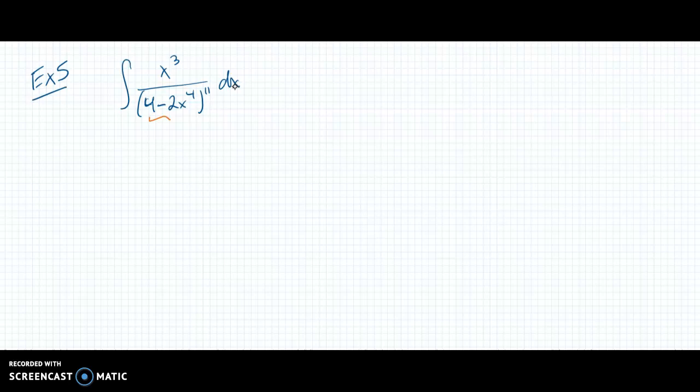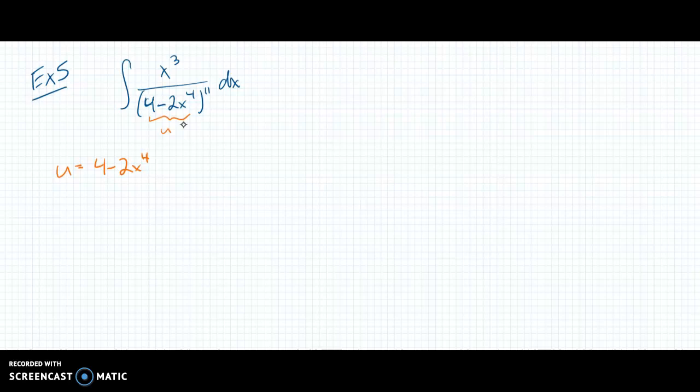Hopefully you see that the u is that piece right there. This piece is interior to the 11th power in the denominator. And then look, 4 would derive away. Negative 2x to the fourth would derive to something times x cubed, which is what I have up here. So, we're going to make u equal to 4 minus 2x to the fourth.